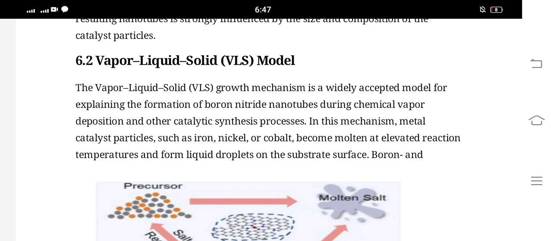The second mechanism is the vapor-liquid-solid model. The vapor-liquid-solid growth mechanism is a widely accepted model for explaining the formation of boron nitride nanotubes during chemical vapor deposition and other catalytic synthesis processes. The vapor-liquid-solid mechanism operates at high temperatures. Boron and nitrogen containing species from the vapor phase dissolve into the catalyst droplets until supersaturation occurs.